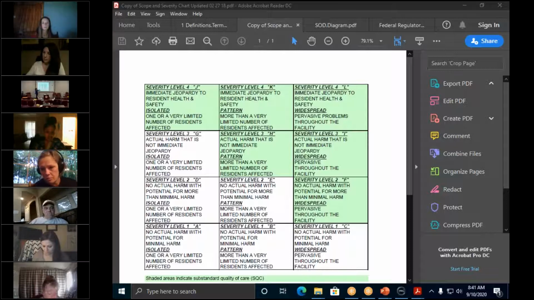So if they are cited on the bottom row, A, B, C, you're in compliance. If they're cited at A or B, we're not going to need a plan of correction for them. If they're cited at C, while you're in compliance, we're still going to need a plan of correction, and it will request that in the letter that you receive.